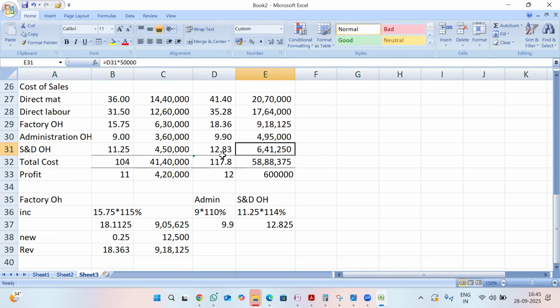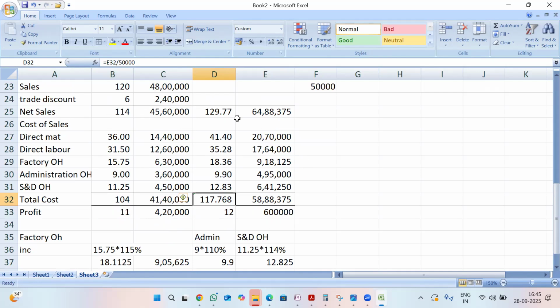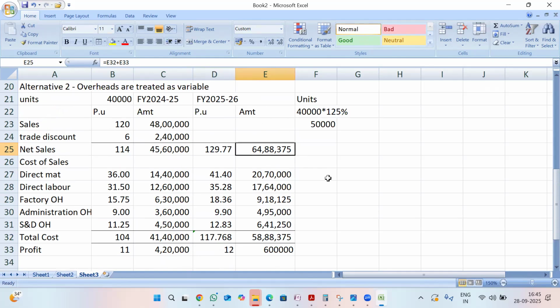So now my total cost comes to 117.768 per unit, so totally 58 lakh 88,375. My net profit is the same as the target given in the question. So now my net sales is the sum of my net profit and total cost. So 129.77 should be my net sales. So 64 lakh 88,375 will be my reverse net sales.